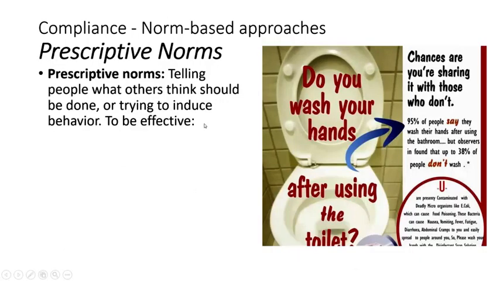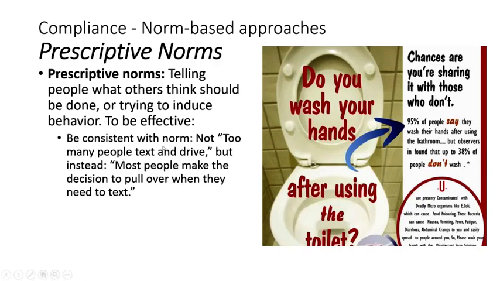Prescriptive norms are those that tell others what they should do, trying to induce behavior. And it's best in cases like that to be consistent with the norm. The example here is we shouldn't point out that the norm is different from what you're being asked to do. So if we're trying to get you to not text and drive, we try a prescriptive norm: don't text and drive, you shouldn't. People shouldn't text and drive. We say too many people do it.